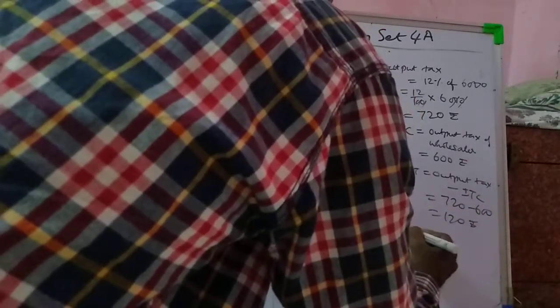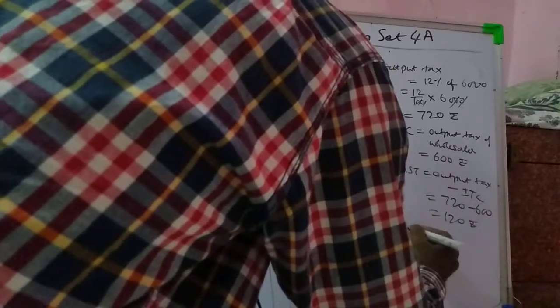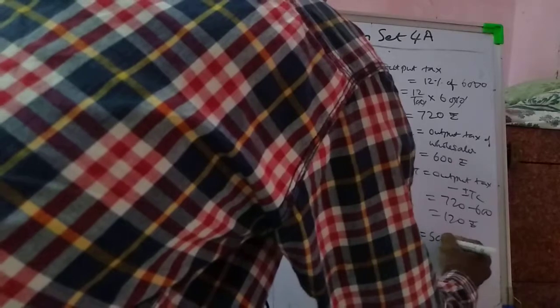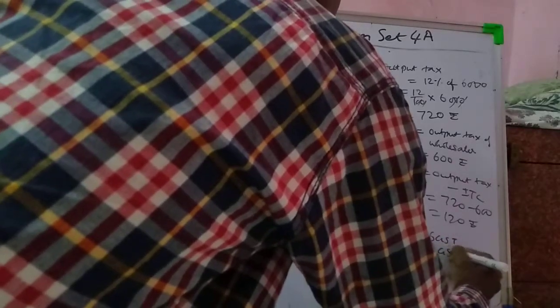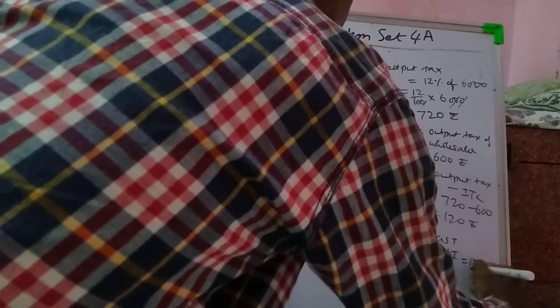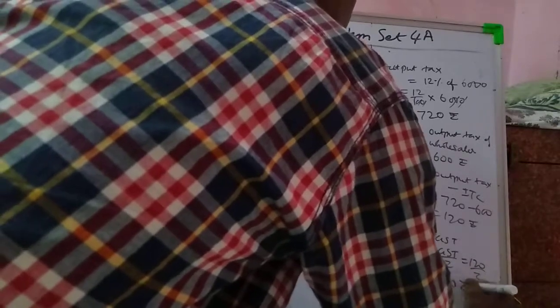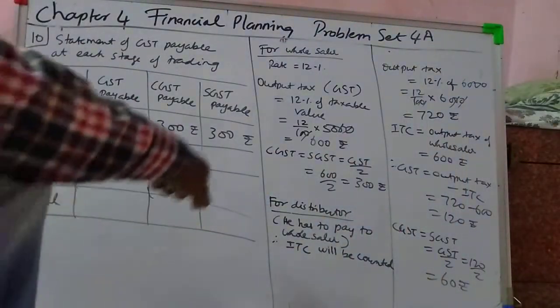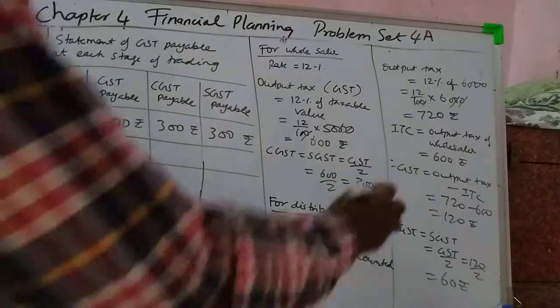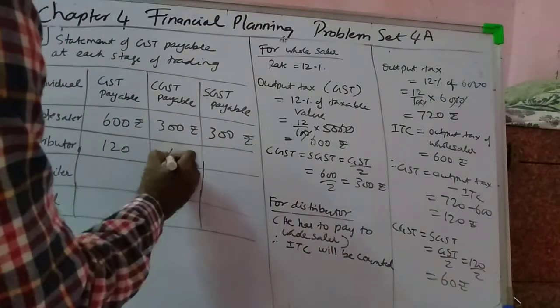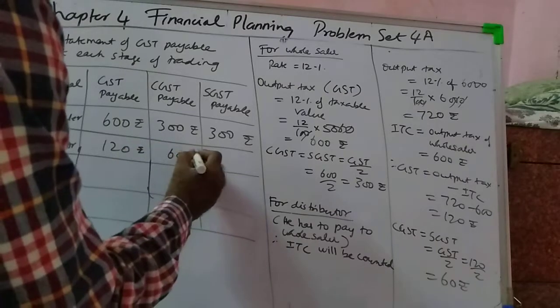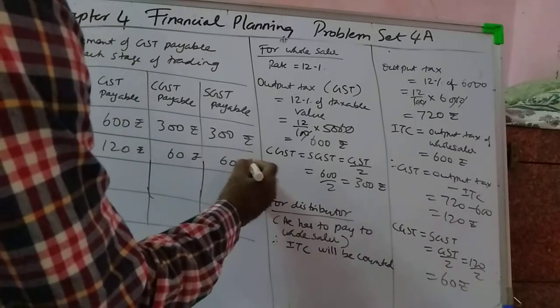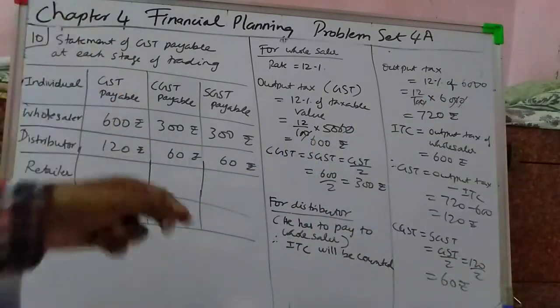So therefore CGST is equal to SGST, that is equal to GST divided by 2, 120 divided by 2. So that is 60 rupees. So that part you have to write for the distributor: 120 rupees, 60 rupees and 60 rupees. Okay. Now let us calculate for the retailer.